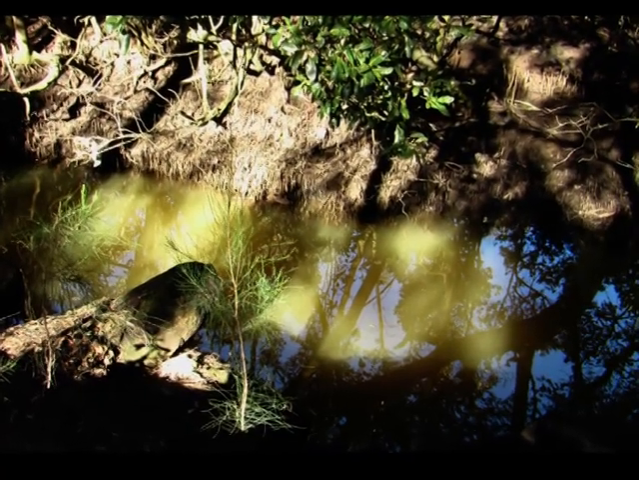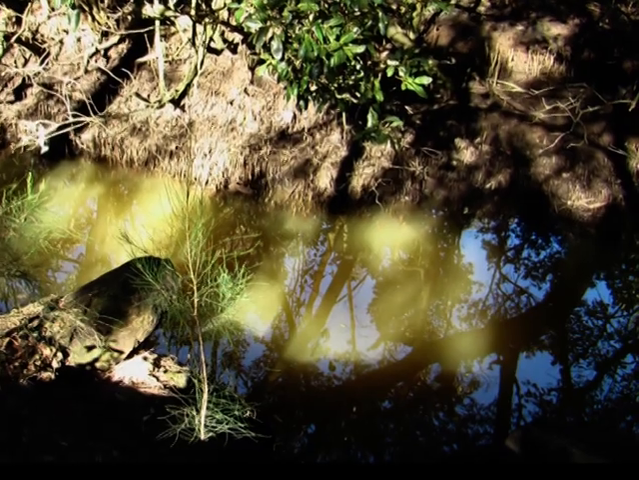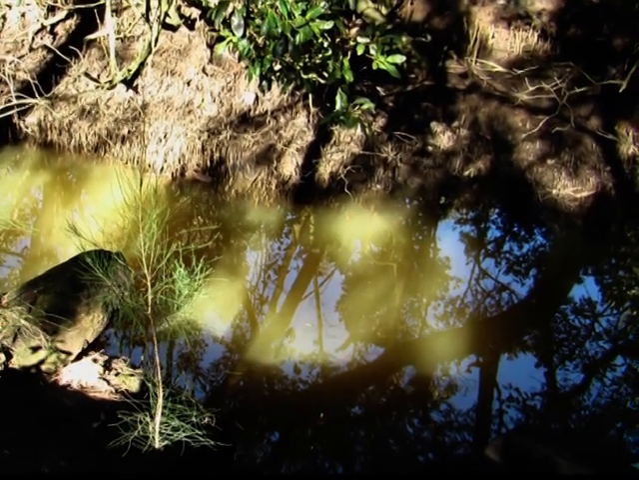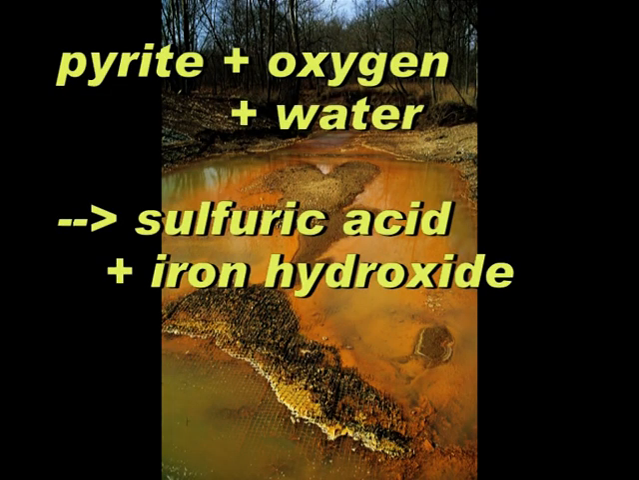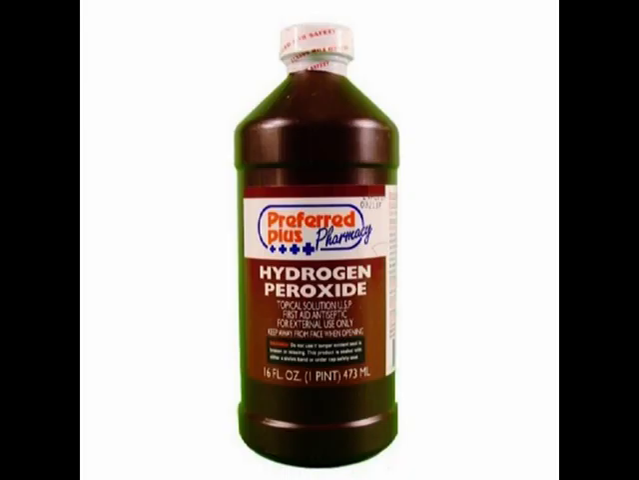Exposing them to the air and water by digging trenches to drain them causes the pyrite to react with the oxygen and water, forming sulfuric acid. Most mines will leak sulfuric acid into the local creeks. You can test for acid sulfate soils by adding hydrogen peroxide to them. The soils will bubble dangerous rotten egg gas.